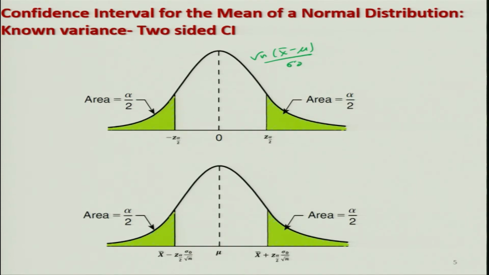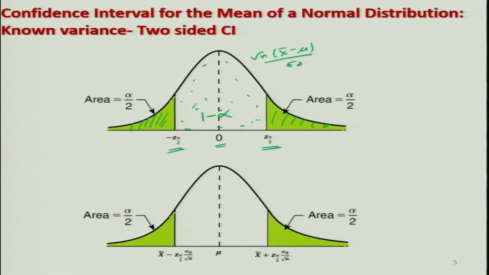So, you can see here it will look like this, that the mean here is 0 and here this is minus z alpha by 2 and here on the right hand side this is plus z alpha by 2 and this area which is here shaded in green color, this is actually alpha by 2. So, obviously, this area which is here in the dotted, this is 1 minus alpha.